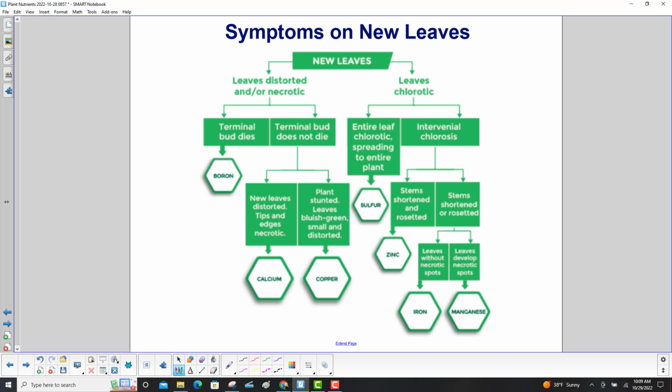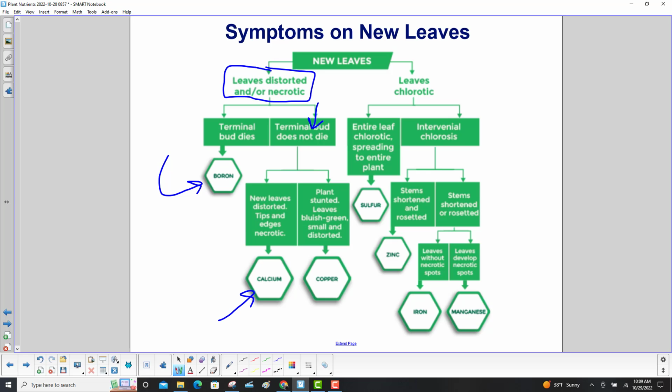Now let's look at the symptoms on new leaves. Let's take this side first. If the leaves are distorted and or necrotic, and necrotic just means they're dying, if it's a terminal bud dying, you're missing boron. If not, you follow this path here. The terminal bud does not die. If the new leaves are distorted and the tips and edges are necrotic, missing calcium.